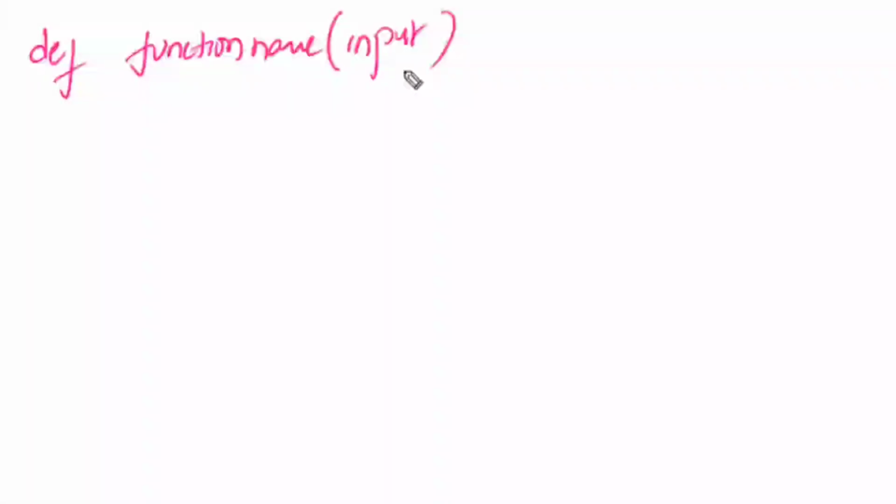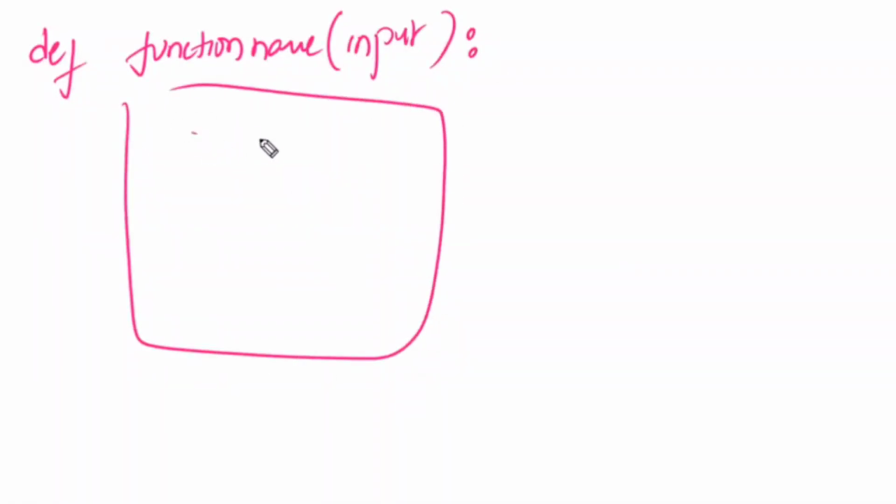Nothing else. Now syntax for functions is nothing but def, small letters, followed by the function name. Write whatever function name you want. The function name should follow the same conditions as a variable name. In the brackets, whatever inputs you have to give, and a colon. Keep the colon, and this is the block of code. You have to write the function code.